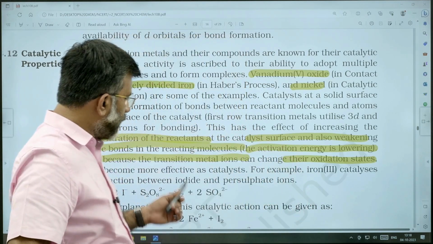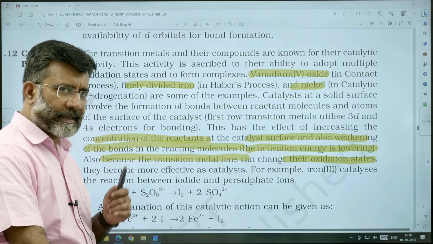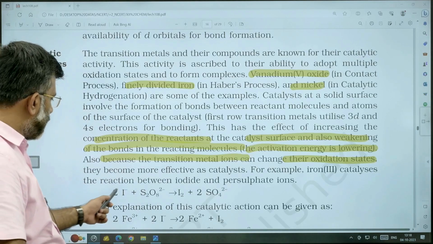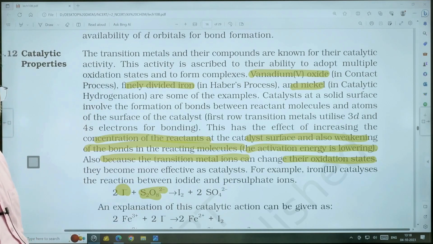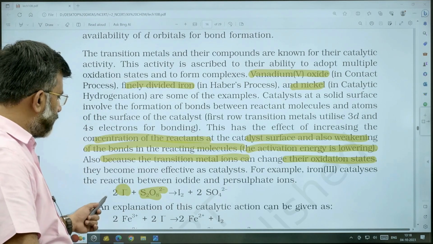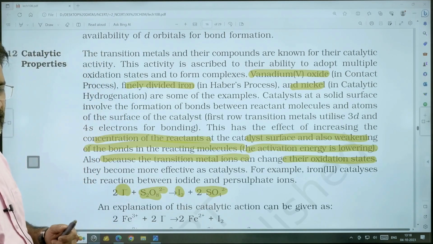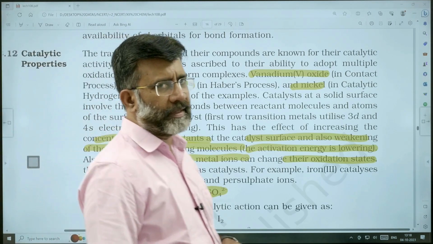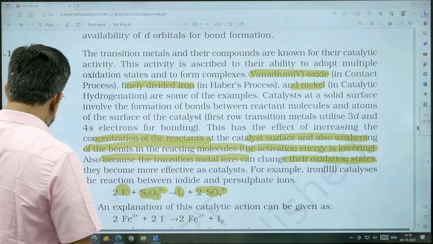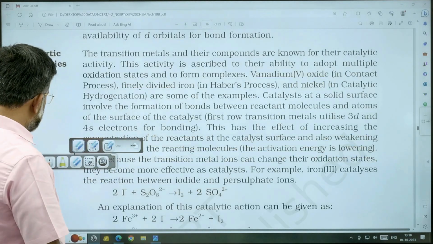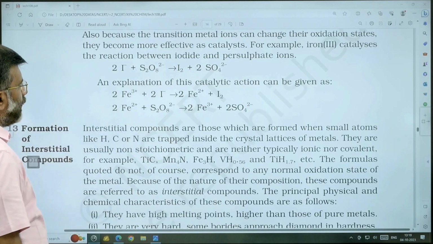For example, a demonstration is given of how Fe3+ ion acts as a catalyst in the reaction between iodide and peroxydisulfate. Peroxydisulfate reacts with iodide, giving iodine and sulfate. How Fe3+ is involved in the catalytic action is demonstrated in the textbook, a very interesting example, where you can see how this reaction takes place with the help of Fe3+.